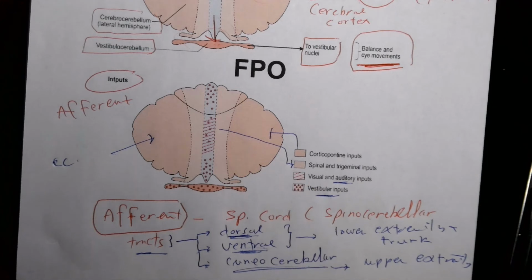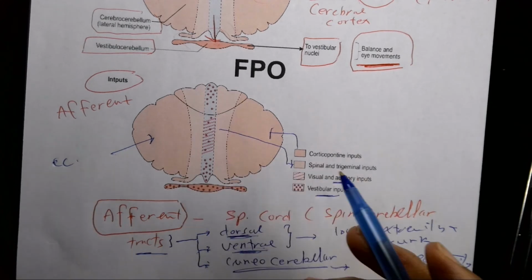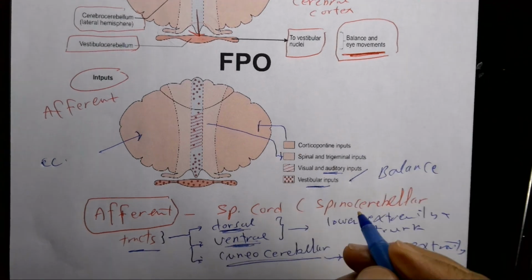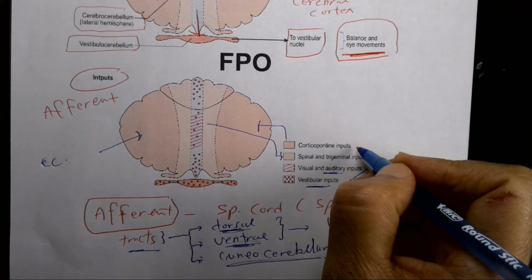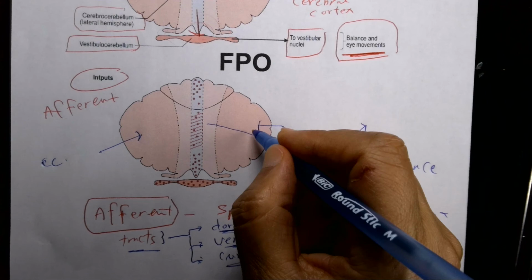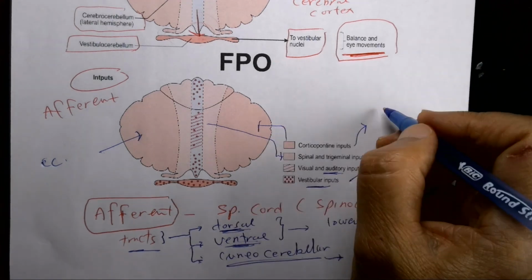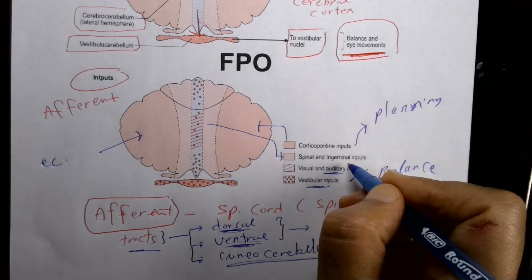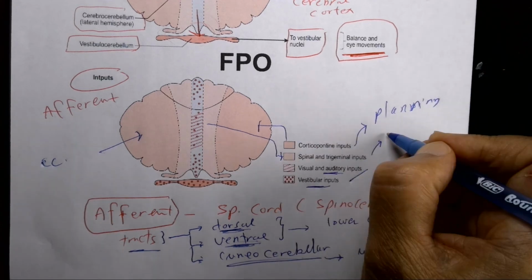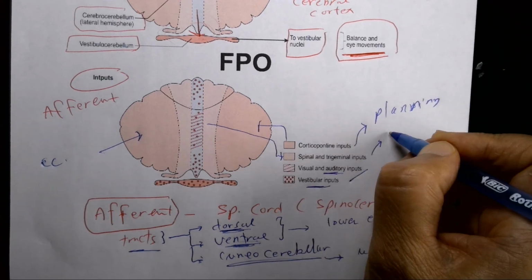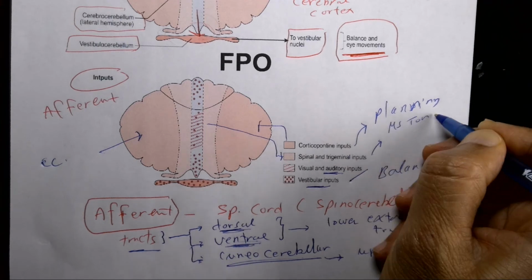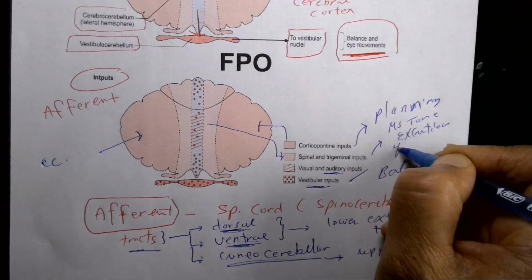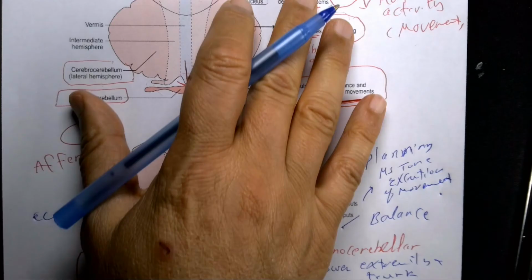Because the function of this part is primarily what? Primarily balance. And the function of the lateral part is what? Because it is connected to the cerebral cortex, planning. And the function of the intermediate part is what? Muscle tone and execution of movement. So this explains the connection.